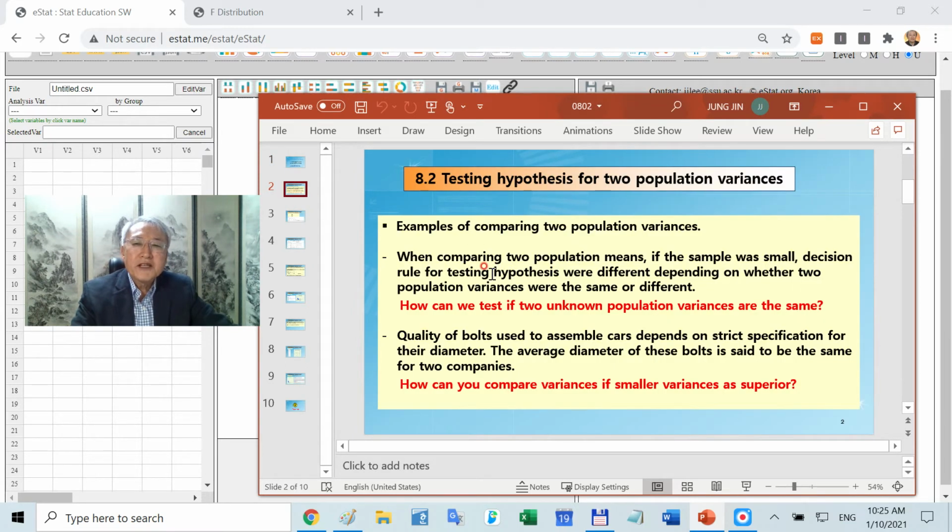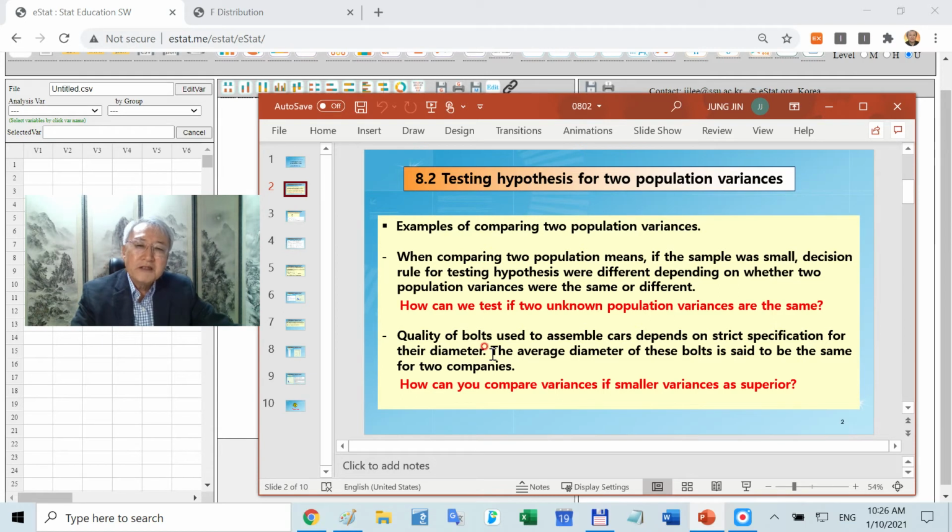Maybe the first example is when you test two population means, we divided two cases such that whether we can assume two population variances are equal or different. Can you do some test statistically? That's the issue of this section.